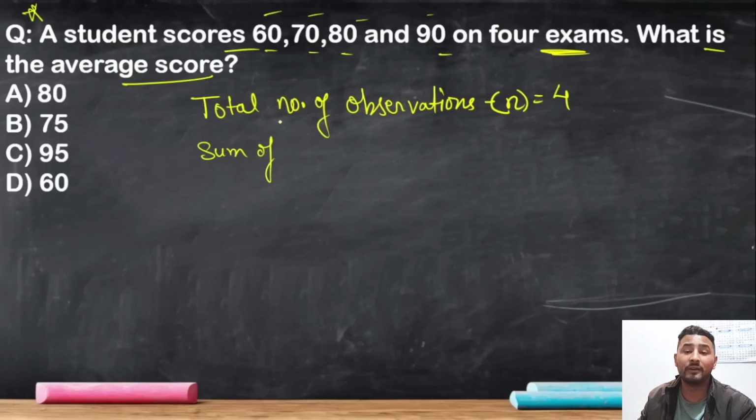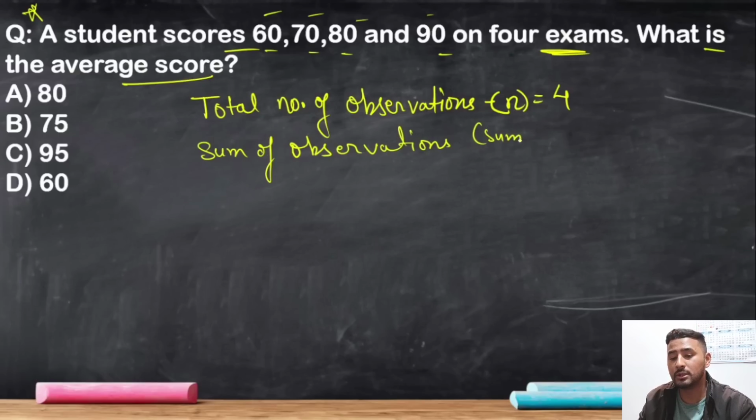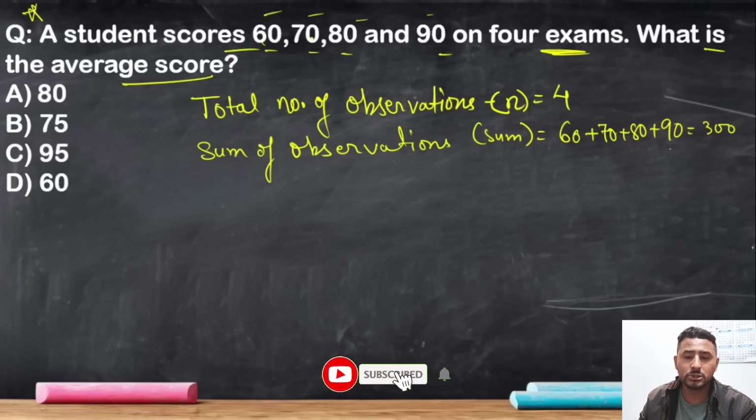Now what will be the sum? Like I said, average is sum divided by total. So the sum of observations: you should add all these. 60 plus 70 plus 80 plus 90. 60 plus 70 is 130, 130 plus 80 is 210, 210 plus 90 is 300, right? Did I miss something? 1, 2, 3, 4.